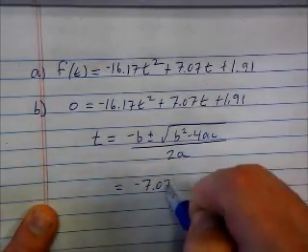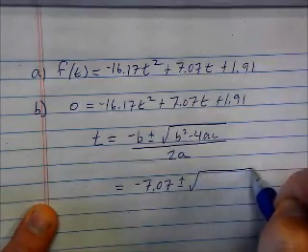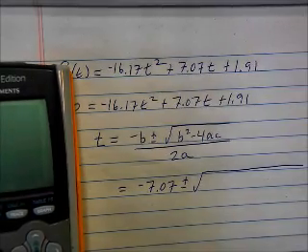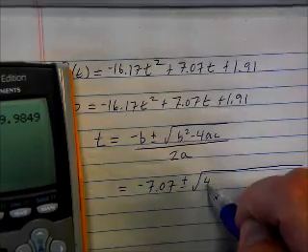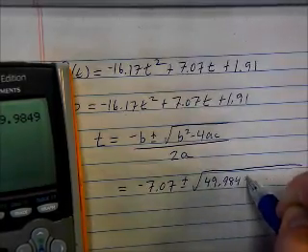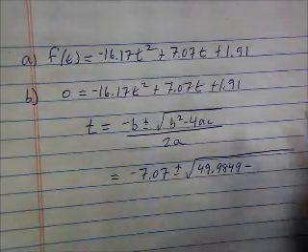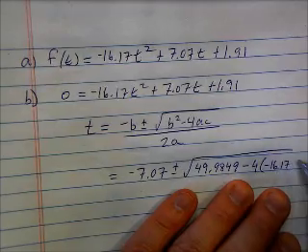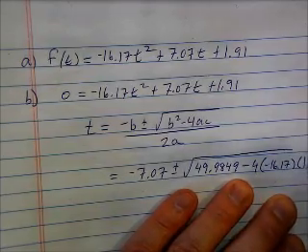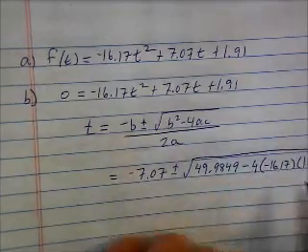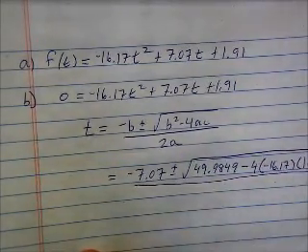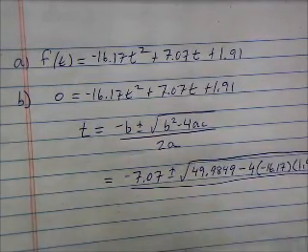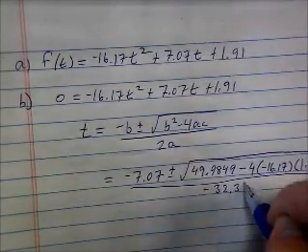Negative 7.07, plus or minus the square root of b squared. That's 7.07 squared. 7.07 squared, my calculator says, is 49.9849. Minus 4 times a, which is negative 16.17, times c, which is 1.91. All divided by 2a. That's 2 times negative 16.17, that's negative 32.34.